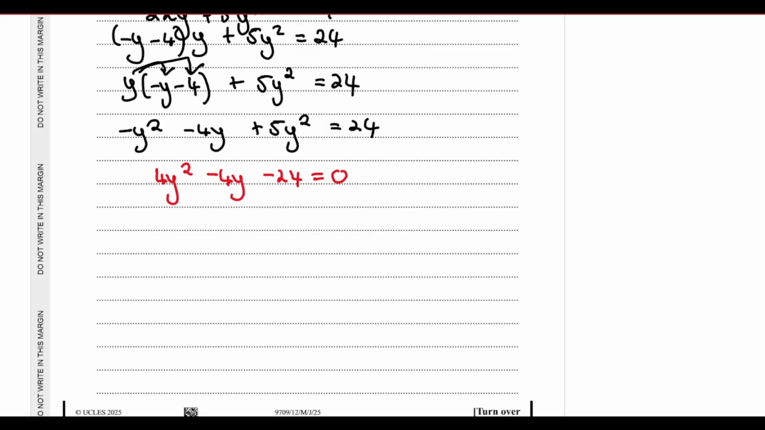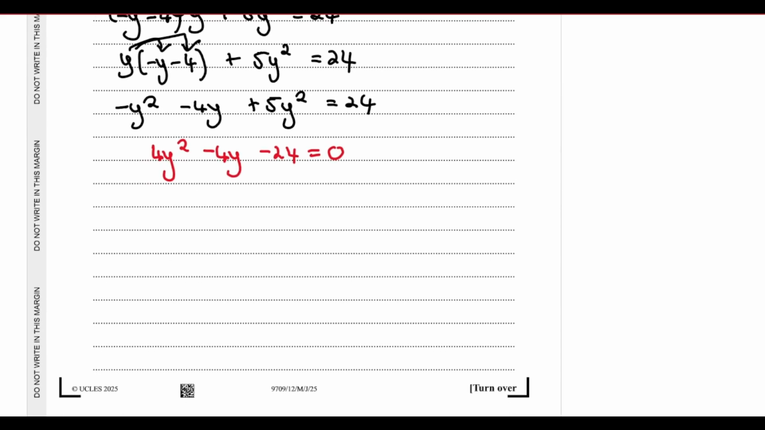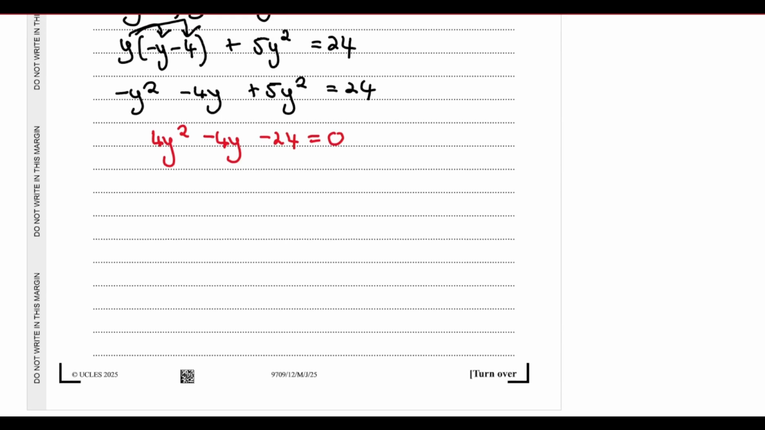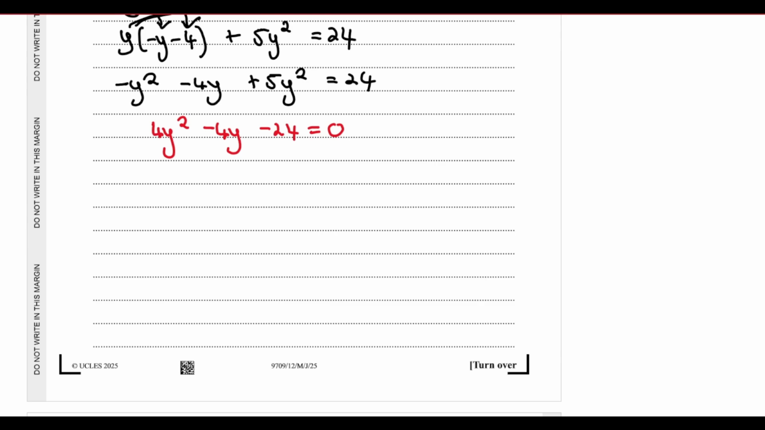If you struggle with factorization, I made a video on that. I'll put the link in the description. The first thing you always need to do is check, is there a common factor? Yes, we can take out a 4. What's negative 24 divided by 4? Negative 6. Okay, that 4 you can simply divide away.